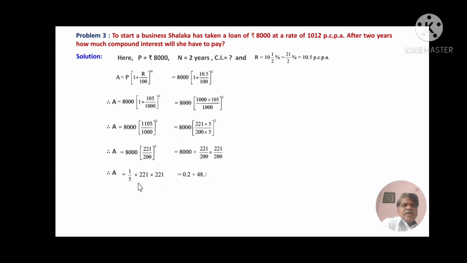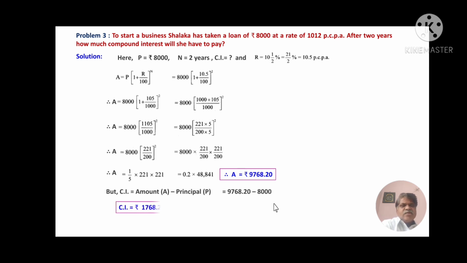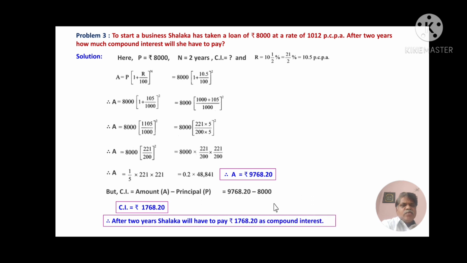Therefore, here it can be 0.2 into 48841. So the product of this will be A equal to 9768.20. Friends, we know that CI is equal to amount minus principal. Put the values. So 9768.20 minus 8000. So that leads you the CI value as CI is equal to rupees 1768.20. So friends, after 2 years, Shalaka will have to pay rupees 1768.20 as compound interest. Very easy problems. Practice them.